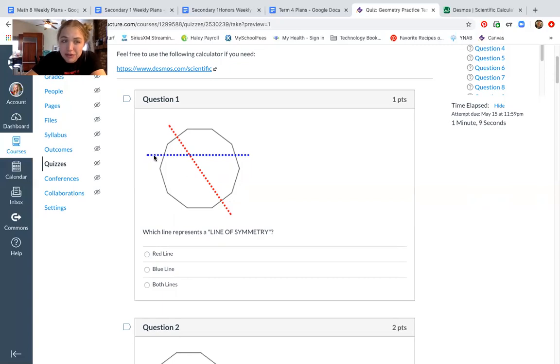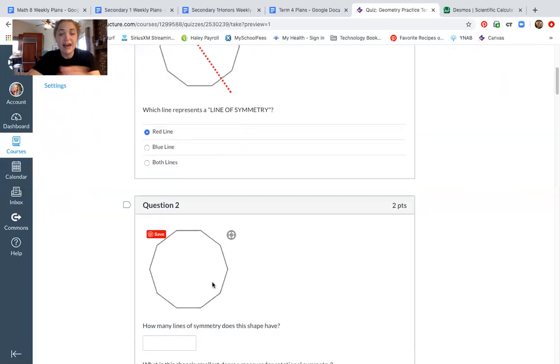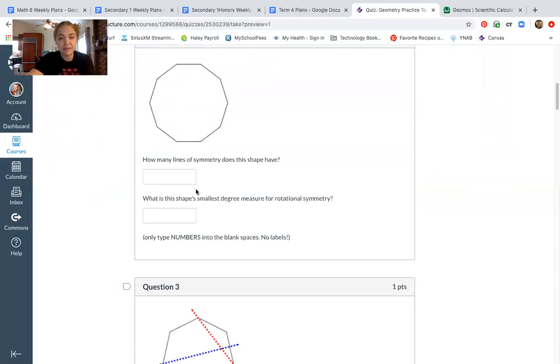Now this one, the blue one, does go from flat edge to flat edge, but there's a major problem there. It's definitely not down the center of the figure. So we've got 1, 2, 3 edges above it, and 1, 2, 3, 4, 5 edges below. So it's asking which of the lines is a line of symmetry? Only the red one.